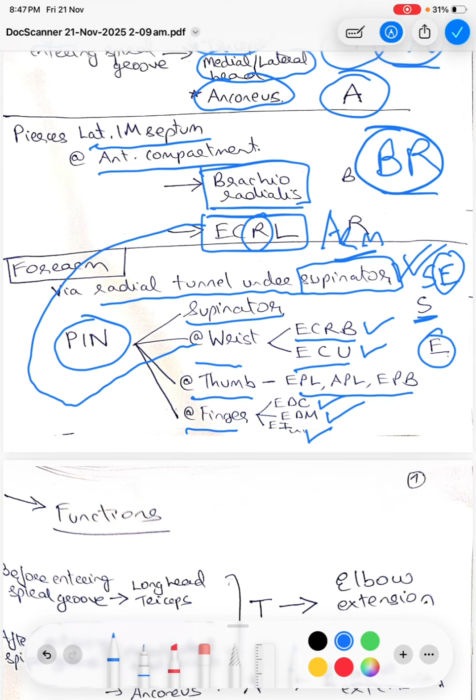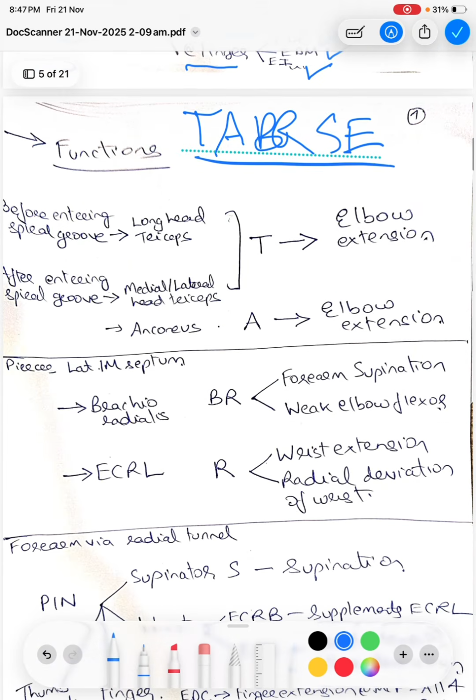The thumb muscles, EPL, APL and EPB, and the finger extensors at MCP and interphalangeal joints. Okay, so our keyword is TABRSE. Am I making sense? We are going to discuss it again.